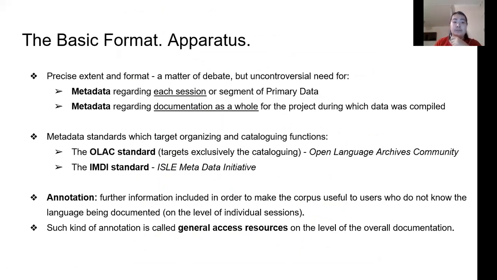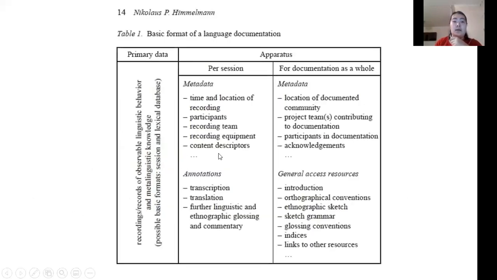And all the other information which is not metadata exactly goes into the section called annotations. Annotations are done for the sessions, and annotations for the documentation as a whole are called general access resources. In annotations, minimally you should have transcription and translation. In general access resources, you can include ethnographical sketches, sketch grammars, glossing conventions, and other information on this language.